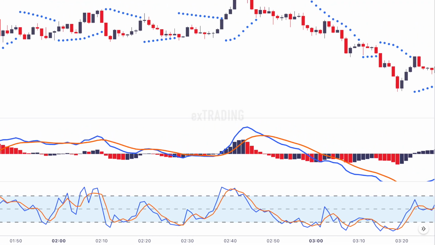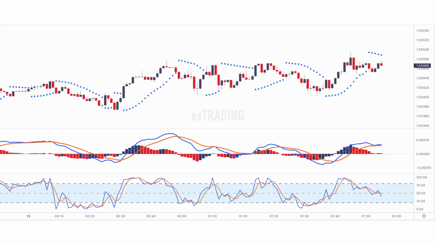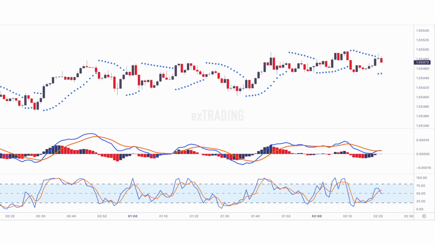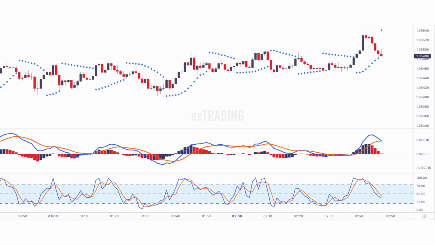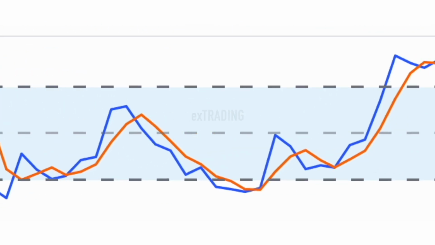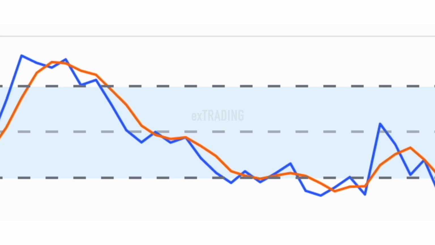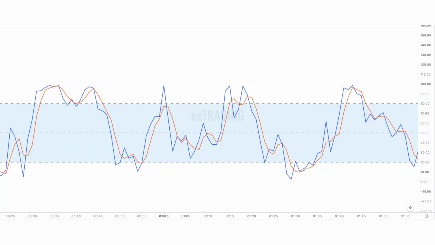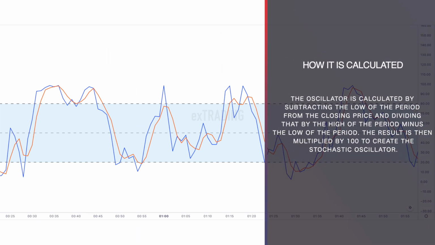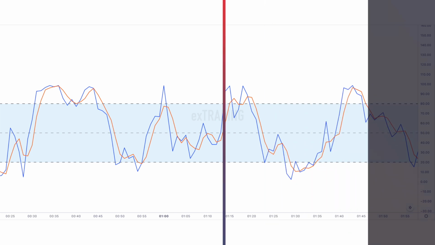The stochastic indicators are technical analysis tools that utilize a momentum oscillator to measure the velocity and magnitude of price movements. They are used to identify possible overbought and oversold conditions in the market and provide signals for potential reversals or continuation of a trend. Stochastic indicators measure the relationship between the closing price of a security and its price range over a given period of time. The oscillator is calculated by subtracting the low of the period from the closing price, and dividing that by the high of the period minus the low of the period. The result is then multiplied by 100 to create the stochastic oscillator.